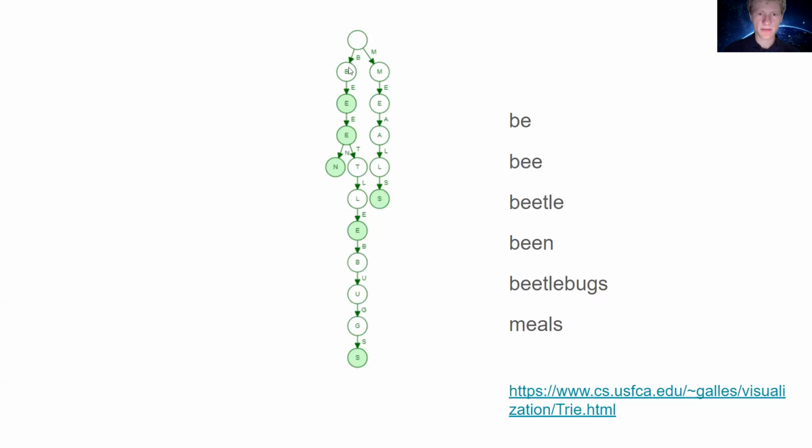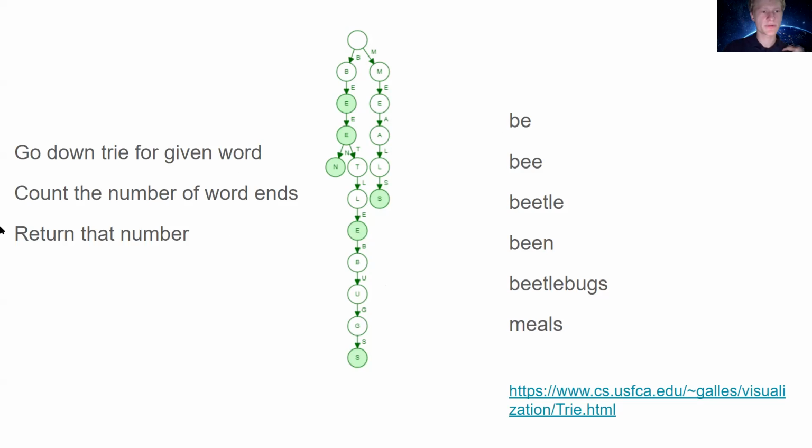We traverse down the trie for the given word, and we count the number of words that we encounter, or in other words, the number of green nodes or the number of word endings, whatever you want to think of it as. Put it plainly, go down the trie for the given word, count the number of word ends, return that number. Now that we have an idea, let's take a look at the skeleton code.